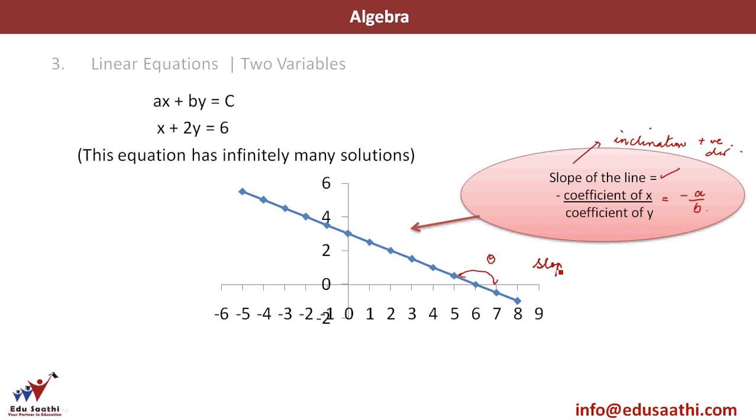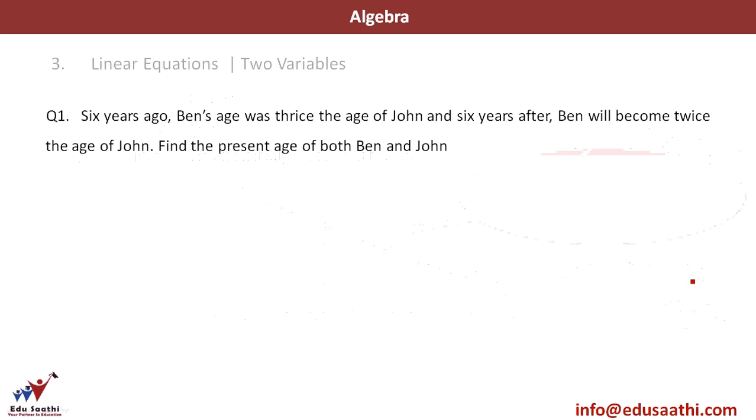Now, the slope of the line represented by m will be given by tan of the angle that it makes with the positive direction of x-axis and is calculated as minus a by b, or negative coefficient of x over coefficient of y. That is the value of slope for this line.